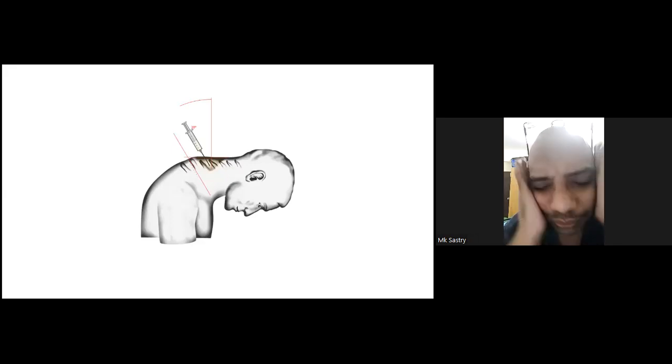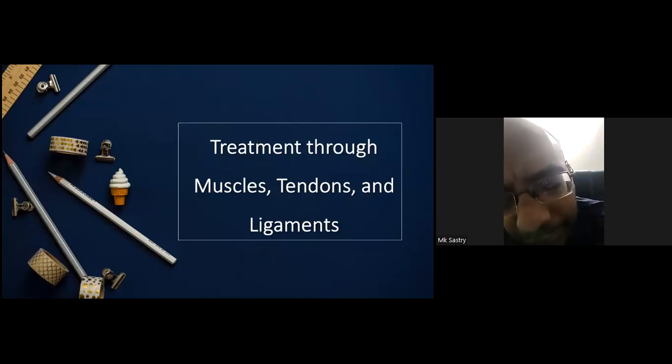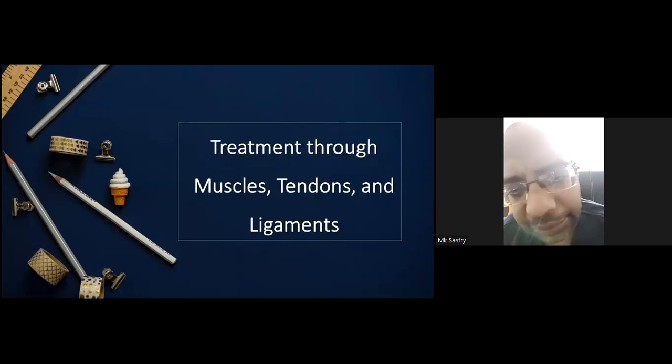Very soon we are buying this, what you call, equipment. We can show you all these techniques in the lab. But right now we are not using it because the wall has to be created. Later on, you can do all these techniques by what? Inserting one needle and touching a pain, and the pain goes away within minutes. Now, treatment through muscles, tendons, and ligaments.